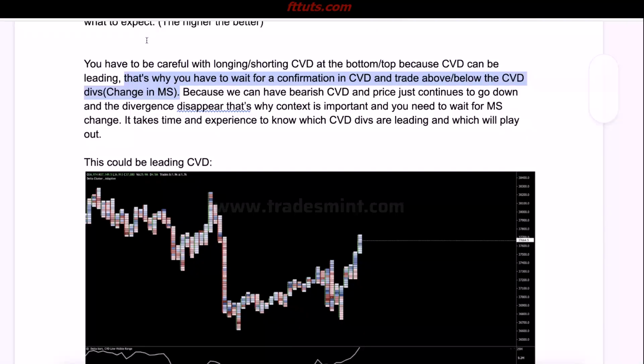a change in market structure. And we're going to get into this more, but let me just read this and then we'll discuss it. We can have bearish CVD and price just continues to go down and the divergences disappear. Actually, I think I should say we can have bullish CVD, but price just continues to make lower lows and then those divergences disappear. That's why context is so important, and you have to wait for a market structure change. This will take time and experience, but basically you have to be patient when trading these things.